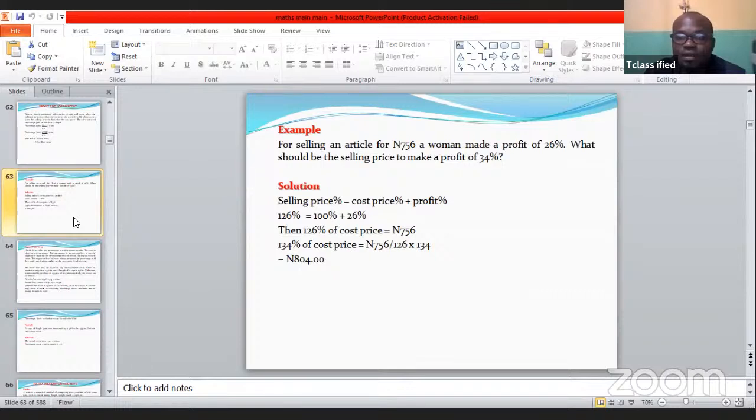So therefore, 134% of cost price should be 756 all over 126 times 134. Okay. So you can see that the way this is sorted out is very similar to what we had in the amount. So whenever they are talking about percentages, we need to be very careful in how we do our calculation in order to get the right thing. Okay.